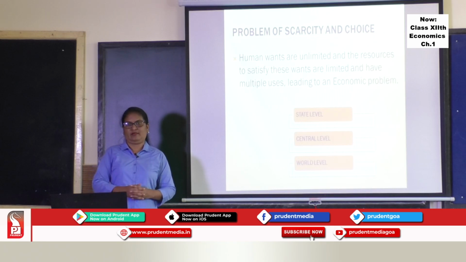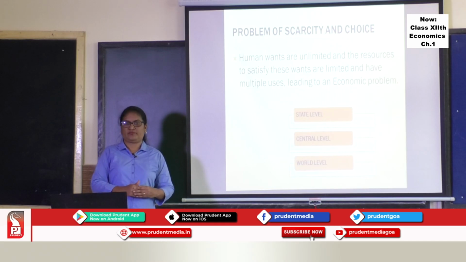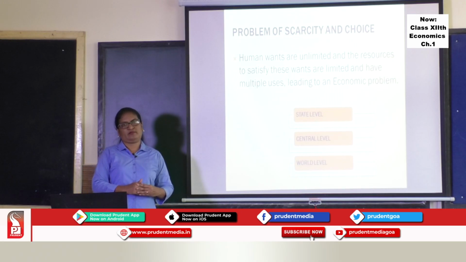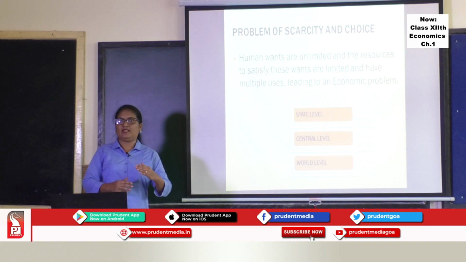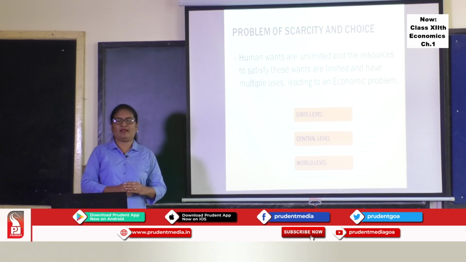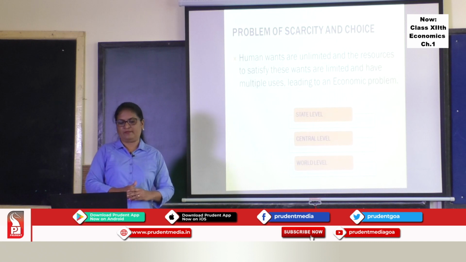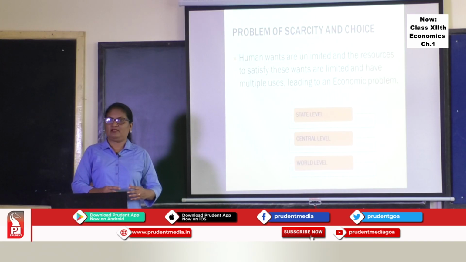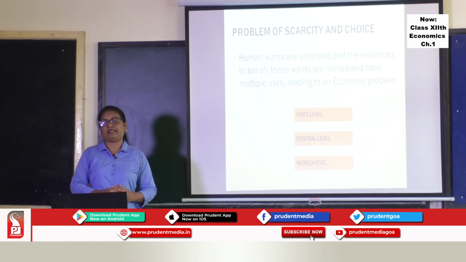At the state level, we have the state government. They have this problem of choice due to scarce resources and unlimited needs. Needs of different sections of people have to be satisfied with limited income, limited land, labor, capital. So, at the state level, we have this problem called an economic problem. At the central level, the central government, same problem. The basic cause is your limited resources and unlimited needs.